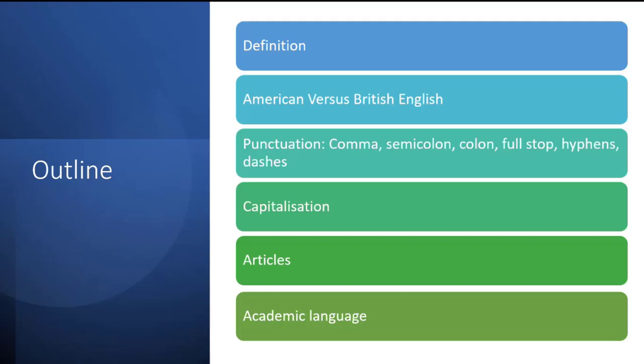All right, let's dive in. Let's start with the difference between grammar and language.